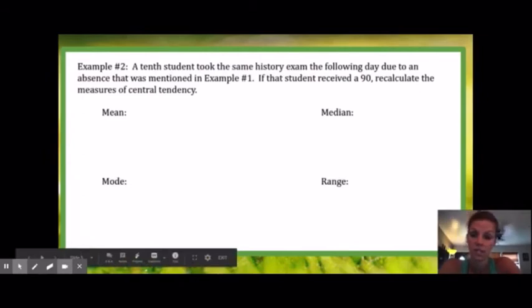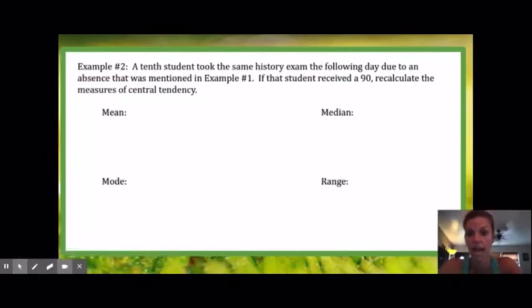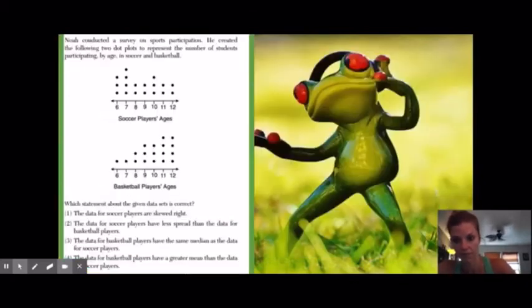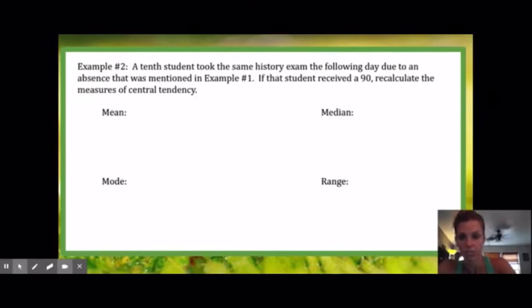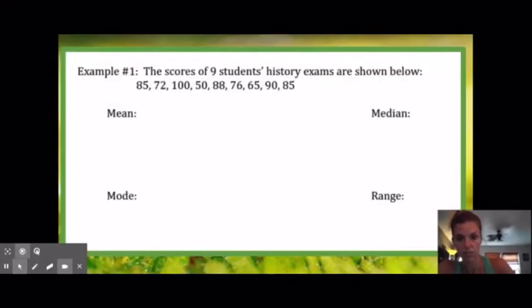Okay, let's look at this one. It says a 10th student took the same history exam the following day due to an absence that was mentioned in example 1. If the student received a 90, recalculate the measures of central tendency. Okay, so let's go back to the other screen. I'm actually going to do all the work back here for example 2, but it said that the 10th person received a 90. So now we're going to add another grade in here. We're going to add a 90 in.